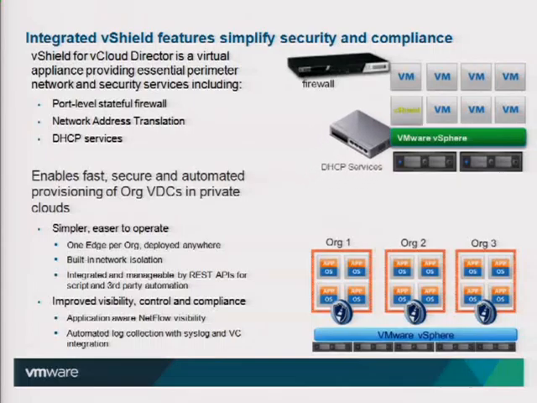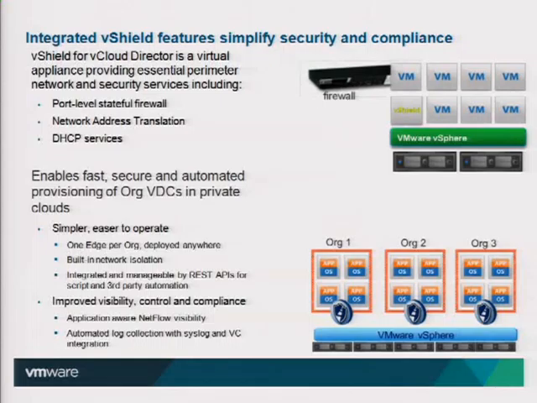You can also use it to do network address translation. So, if you wanted to limit the IP addresses from leaking out to the external world, you can set up NAT rules at the edge that would control what IP addresses are allowed to talk to the outside world.